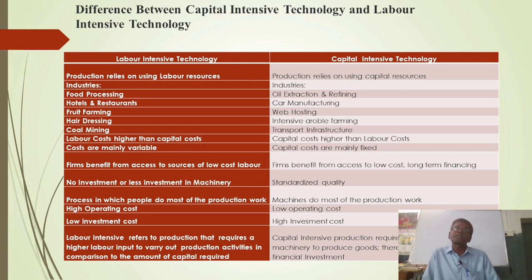In labor intensive technology, people will do most of the production work. In capital intensive technology, machines will do most of the production work. In labor intensive technology, higher operating cost may occur. In capital intensive technology, low operating cost may occur. In labor intensive technology, low investment cost is there. In capital intensive technology, high cost may be there.